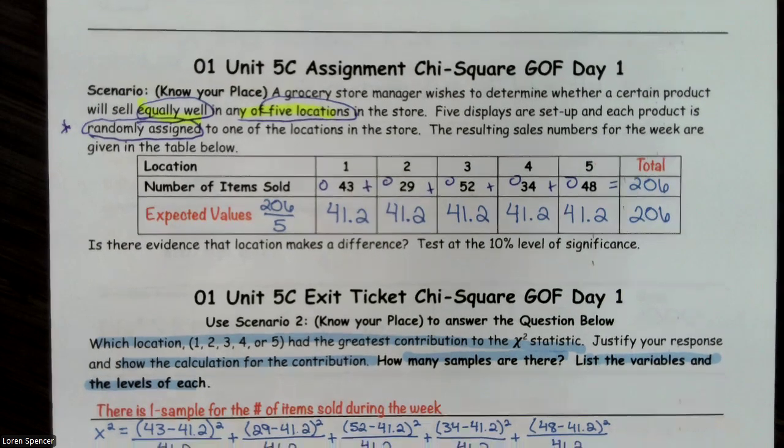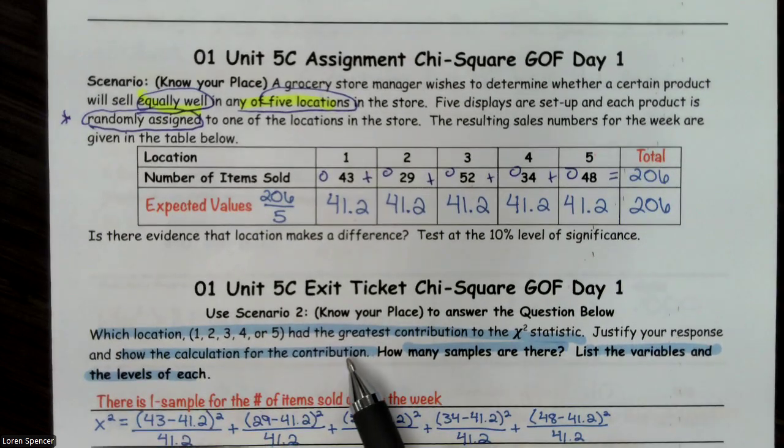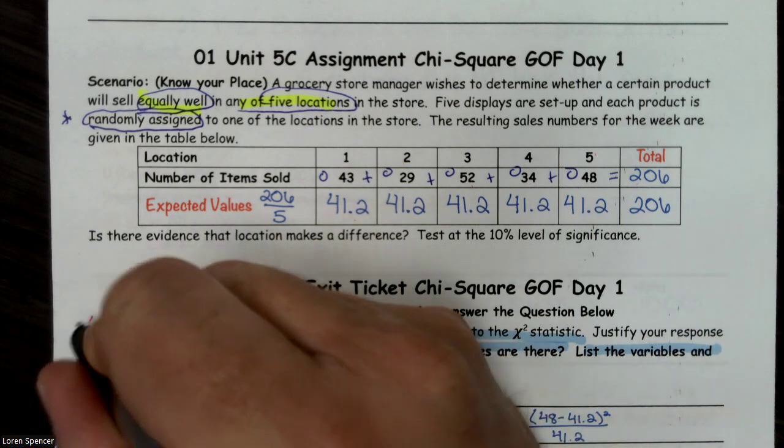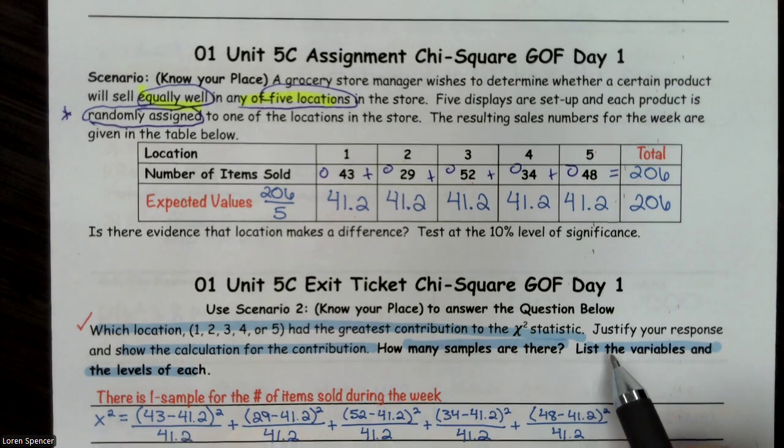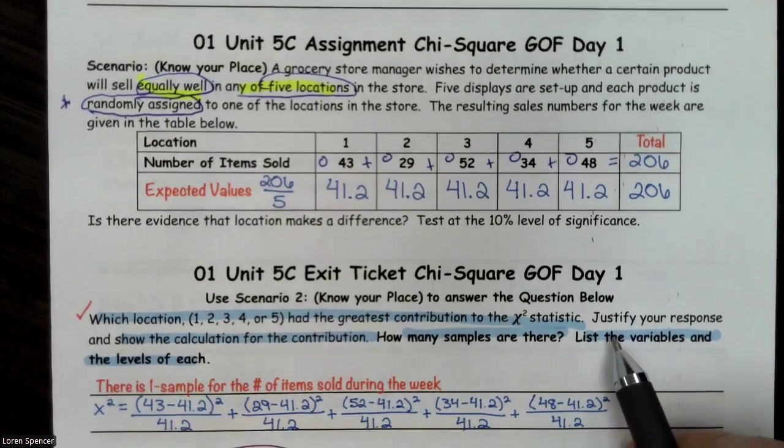All right. So our exit ticket says which location, one, two, three, four, or five, had the greatest contribution. We're going to do this last. We're going to kind of go out of order. Justify your response and show the calculation for the contribution.